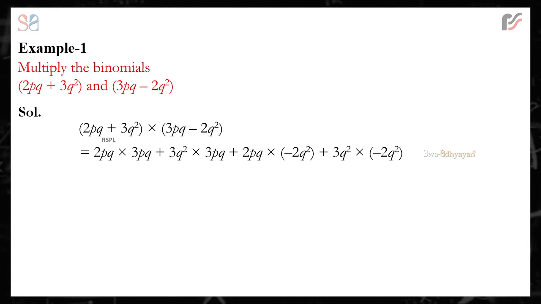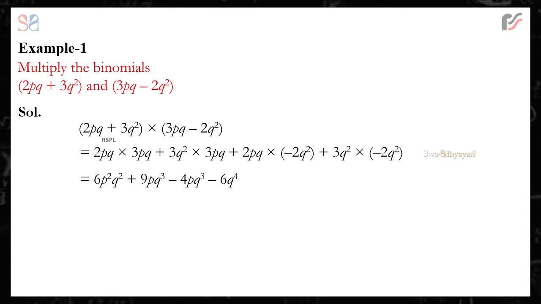2pq into 3pq plus 3q² into 3pq plus 2pq into (−2q²) plus 3q² into (−2q²), which is equal to 6p²q² plus 9pq³ minus 4pq³ minus 6q⁴, which is equal to 6p²q² plus 5pq³ minus 6q⁴.